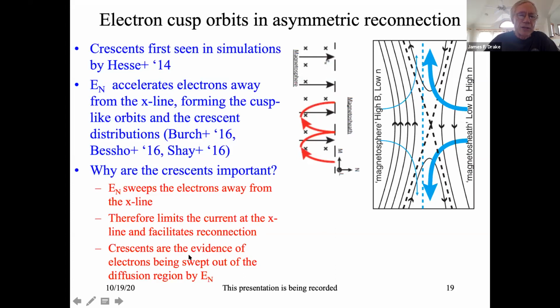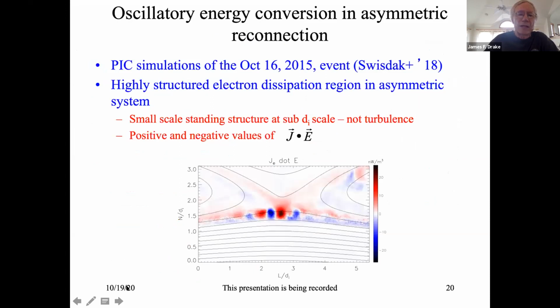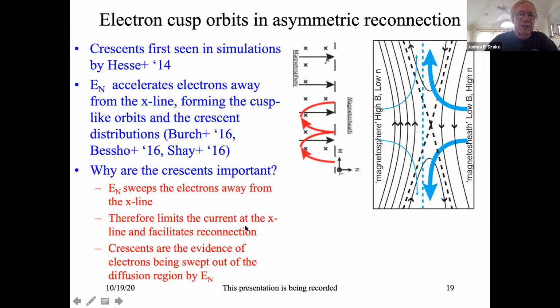And these crescents, as measured by MMS, established that these electrons were being swept away from the X-line by that normal electric field. And that's why I consider this to be such an important observation.